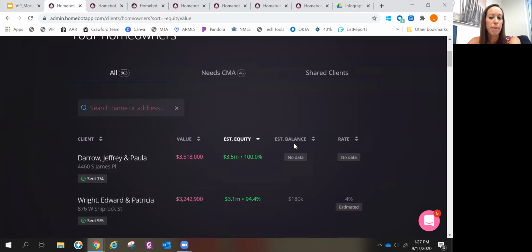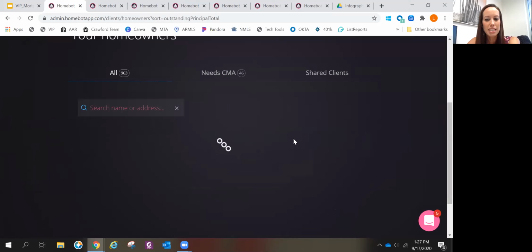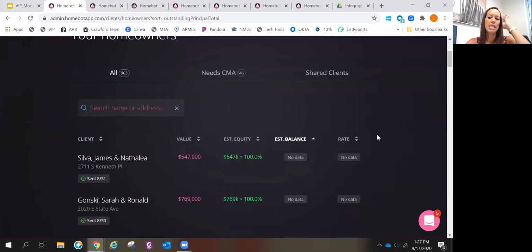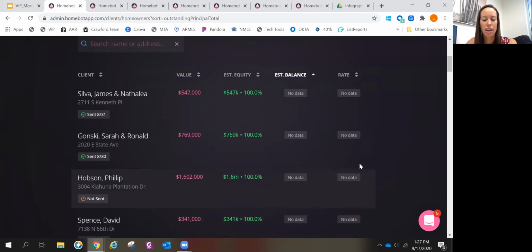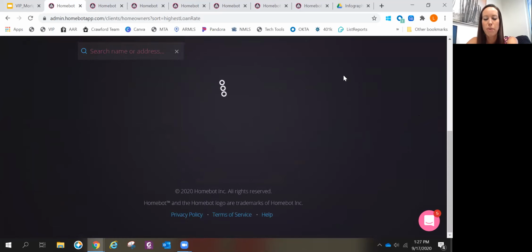You can also sort by their estimated balance that they owe left on their loan. And then you can also sort by rate. So if it says no data, a lot of times those are only for the people who don't have any loan information, right? Because if they've paid off their house, they're not going to have a balance on their loan and they're not going to have a rate. But you can also sort by rate, which is something that is more on the lender side.